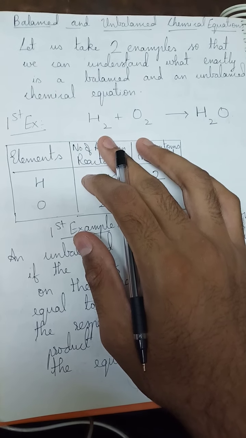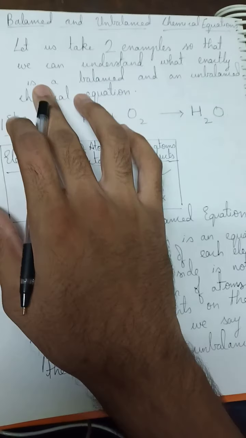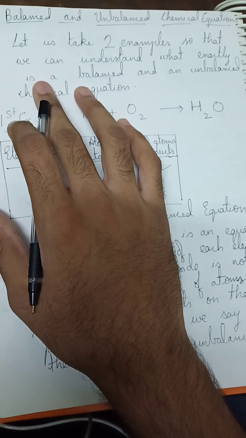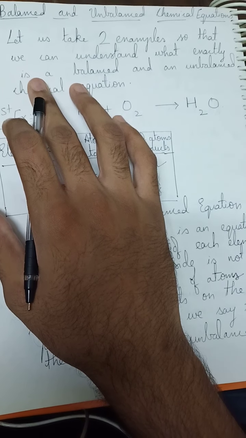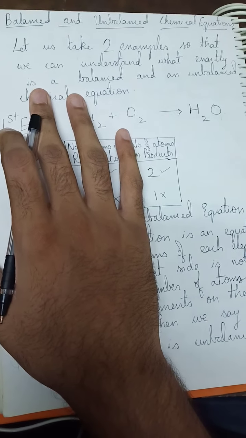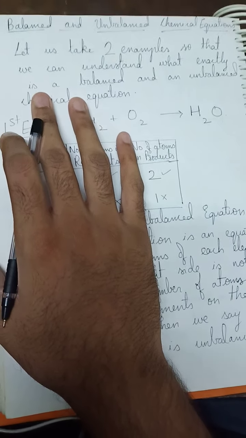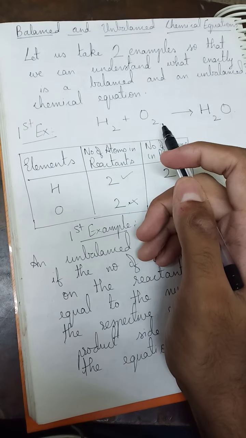So in this video the main topic is we'll be discussing balancing and unbalancing chemical equations. What exactly are balanced and unbalanced chemical equations? To understand it better, as in the previous videos I've already explained about balanced and unbalanced chemical equations, but the main basic concept I'm going to explain today. For that, let us take two examples so that we can understand what exactly is a balanced and an unbalanced chemical equation.